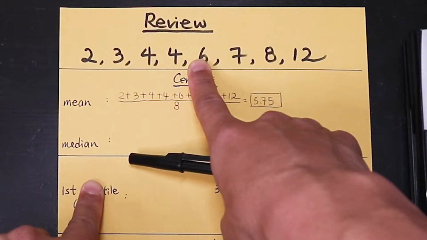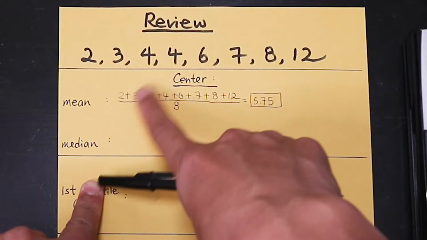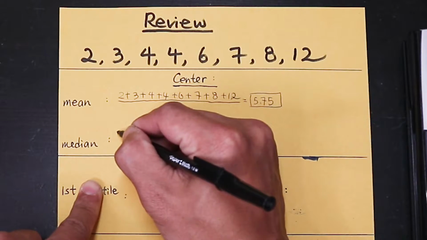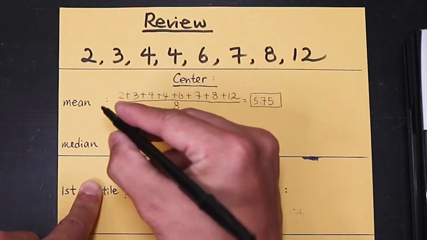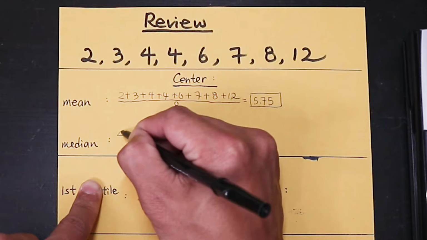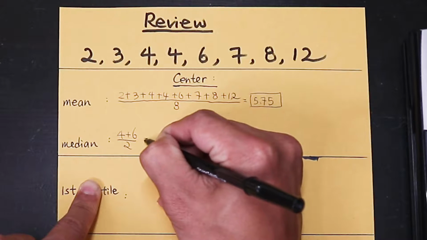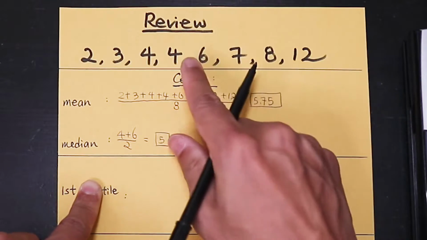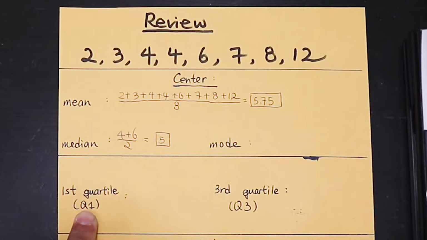Now, in the middle, if there's only one number left, that's your median. But if there are 2 numbers in the middle, then you're going to find the number right in between them. So to find the middle number, you just add them, and then you divide it by 2. So 4 plus 6 divided by 2 is 5. Or you could argue that 5 is right in between 4 and 6, so therefore the median is 5, okay?